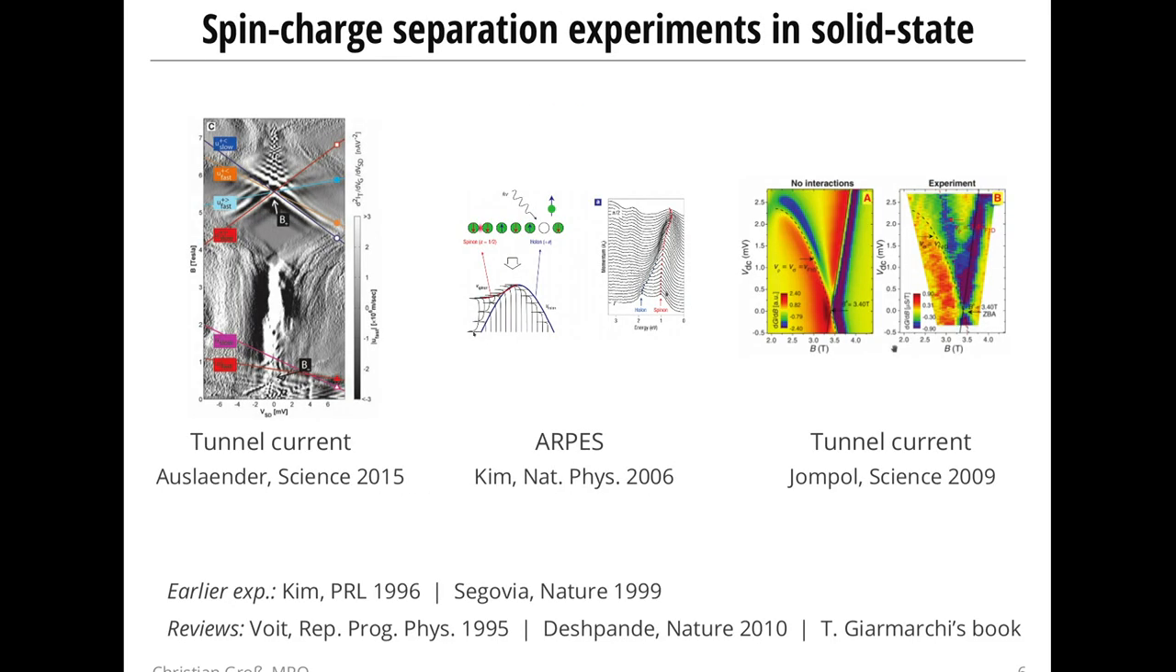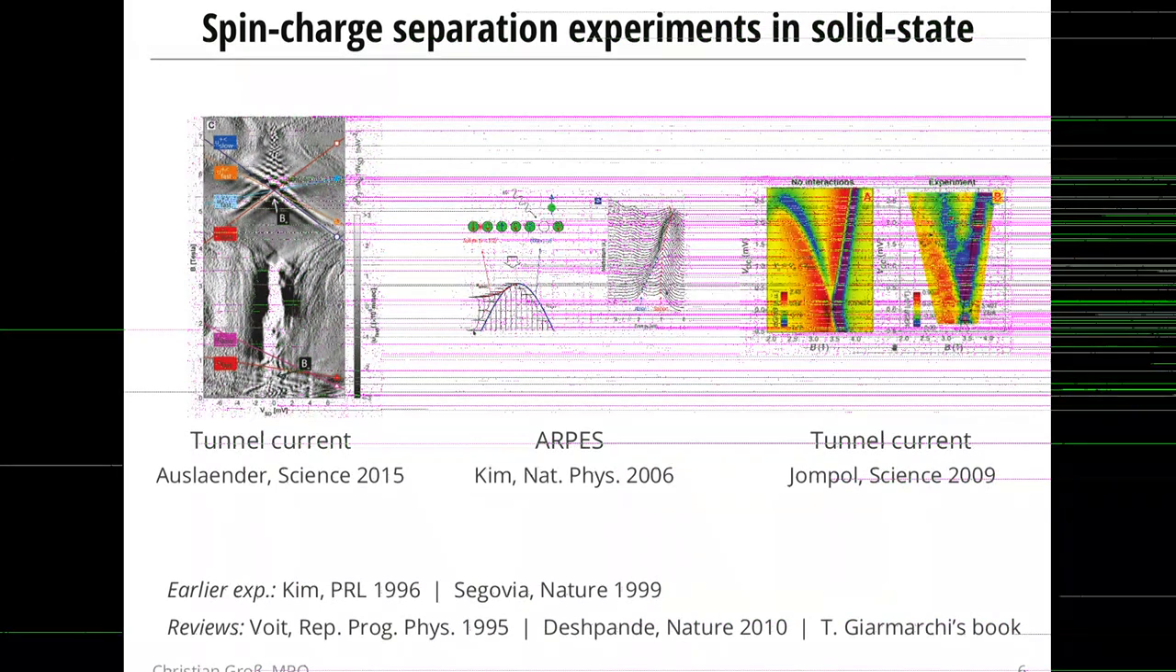Okay, so first to set the stage, again, I want to link to solid state observations of spin charge separation. So these are three prominent experiments. This is actually wrong. This is 2005, I think. This is basically the first one, where in solid state you have very different observables than we have with the atomic systems, and typical measurements are some incarnation of spectroscopy.